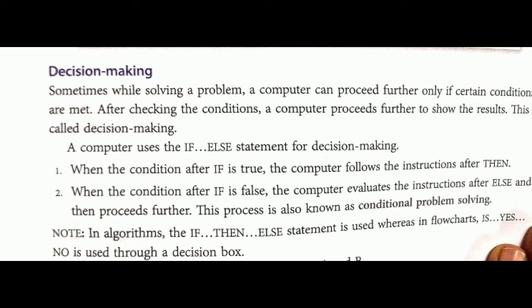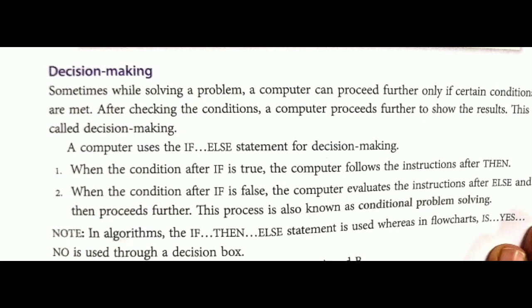For example, if A greater than B. For the condition A greater than B, two cases can come. The first case is the condition can be true. The second case is the condition can be false. The computer can proceed further only if these conditions are met. And after checking the conditions, a computer proceeds further to show the results. This is what we mean by decision making. And a computer uses the if-else statement for decision making.